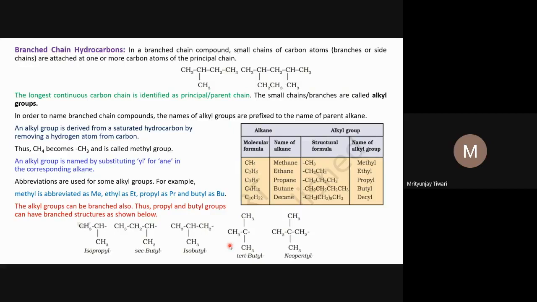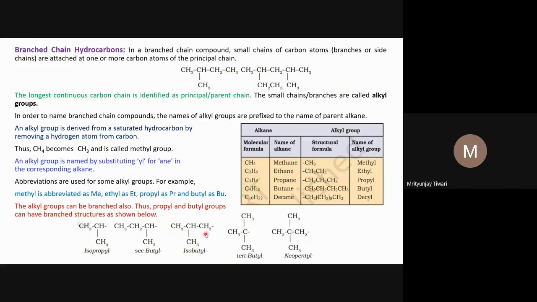One can also use the systematic way of naming these branches as well. However, these trivial names of the alkyl groups are also used in IUPAC nomenclature, so you should also remember these names. And sometimes you may see that these names are actually being used in IUPAC nomenclature. This is the neopentyl group. I'll explain them in a bit. Let's first see what the primary, secondary, tertiary, and quaternary carbon atoms are.